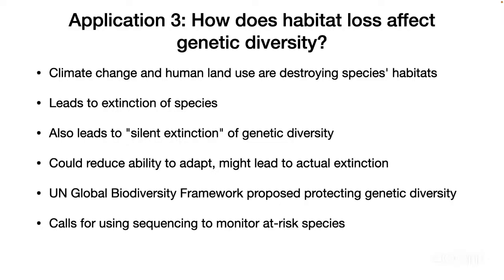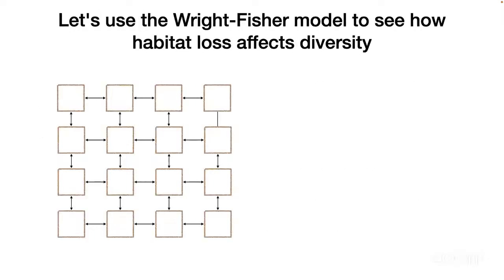So we want to protect genetic diversity, so let's sequence critters and see if they start losing genetic diversity so we can step in to prevent them from losing more. Okay, so we wanted to use Wright-Fisher modeling to think about this question.